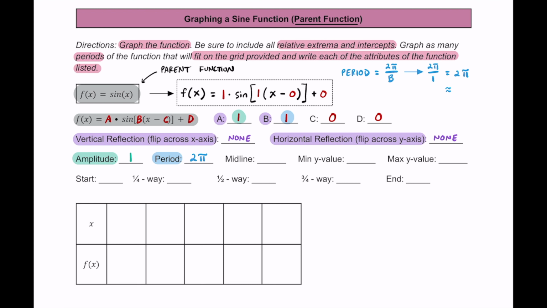So if you remember that pi is roughly 3.14, then 2 pi must be roughly 6.28. So if you're graphing and you're looking on the x-axis, you would graph about 6.28 as the full cycle here.